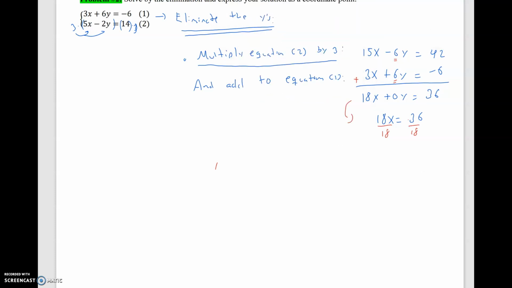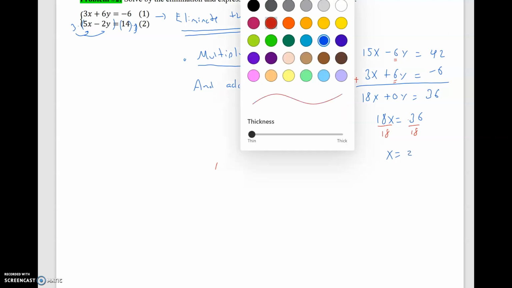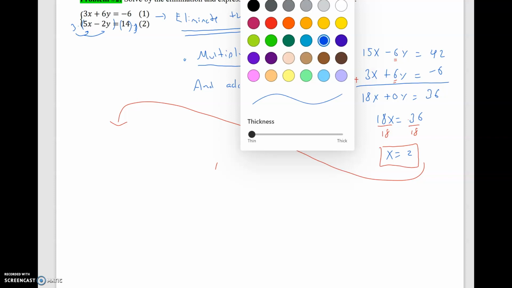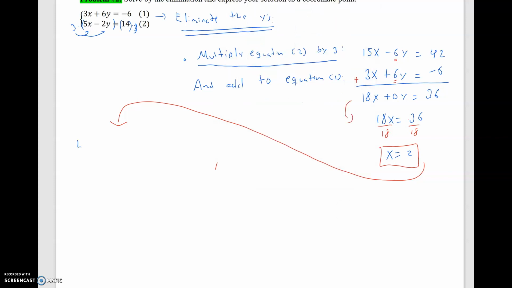So we end up with x is equal to 2, which happens to be one of our solutions. At this point, we evaluate x equals 2 into either of those two equations. Let me see which one would be easier. I think equation 1. So into equation 1.